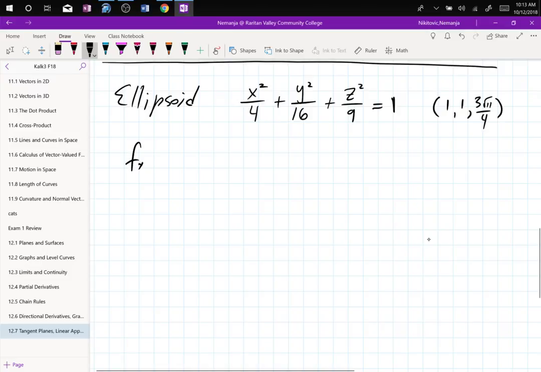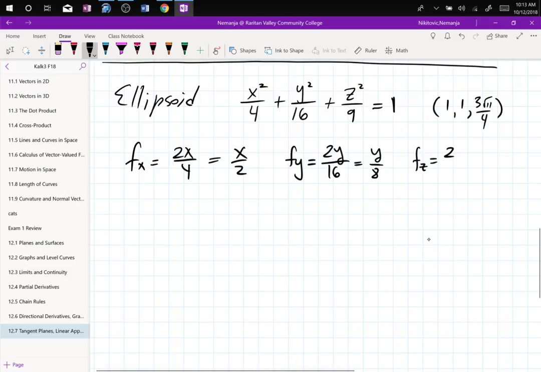Well, we have f_x first, so f_x would be just 2x over 4, which is x over 2. Then I need f_y, which would be 2y over 16, which is y over 8. And finally, I have f_z, which would be 2z over 9, which is just 2z over 9. That's that.